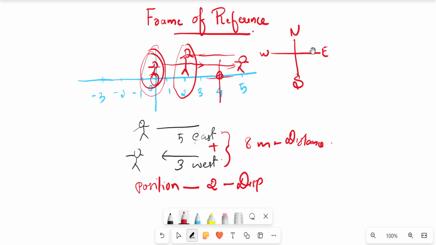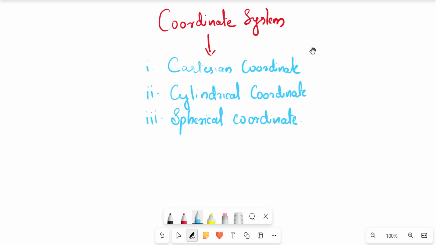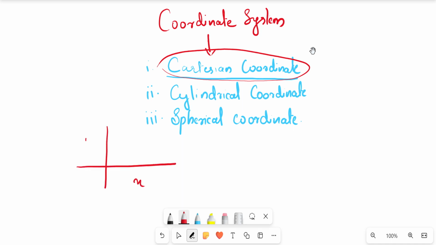And while studying the frame of reference, you need to study one more very important topic, that is the coordinate system. While studying the frame of reference, the coordinate system is very important. Otherwise, the frame of reference can go by another name, that is a coordinate system. The first and foremost coordinate system is the Cartesian coordinate system. The Cartesian coordinate system is nothing but the xy axis, xyz axis.